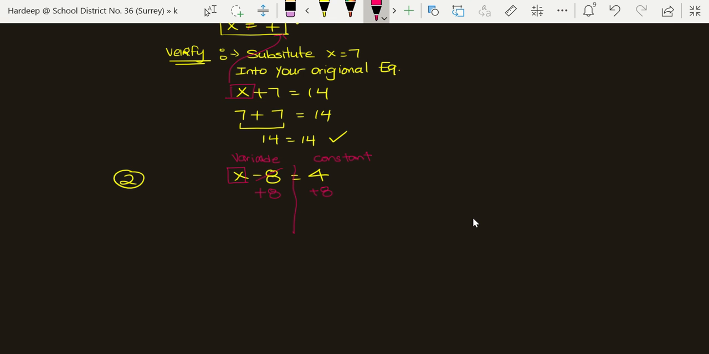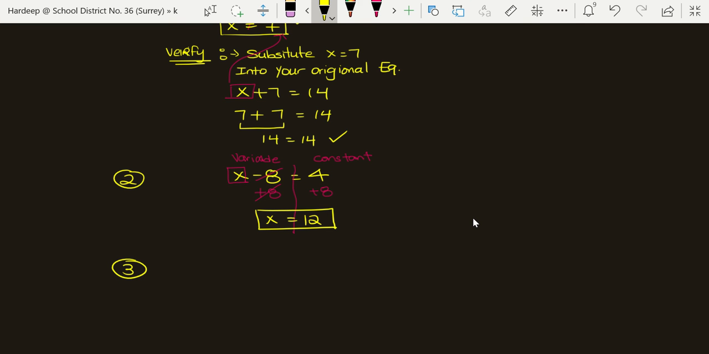So this cancels out here, and I'm left with x equals 4 plus 8, which is 12. There you go. This is your answer. Quickly, you can just check it. x is 12. If I put a 12 here, 12 minus 8 is 4. Is 4 equal to 4? Yes. That means this is the right answer.